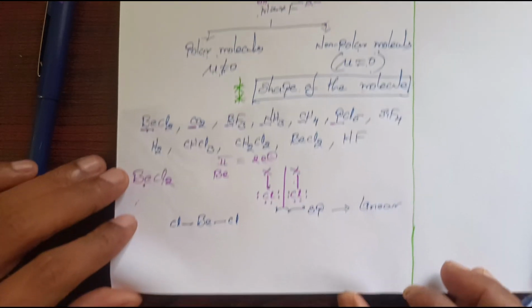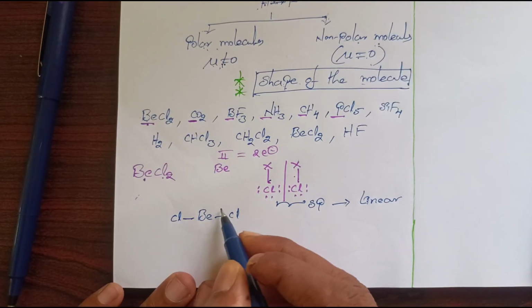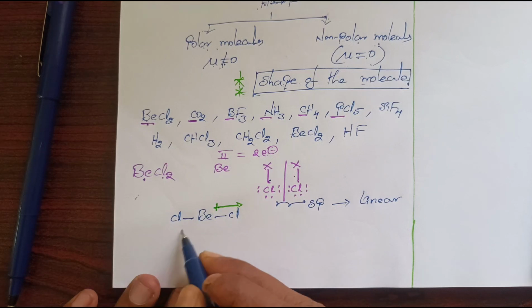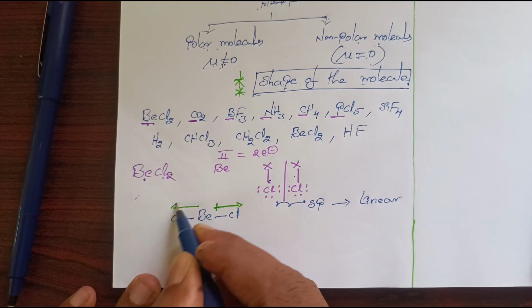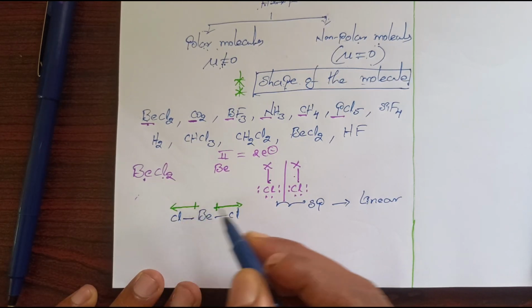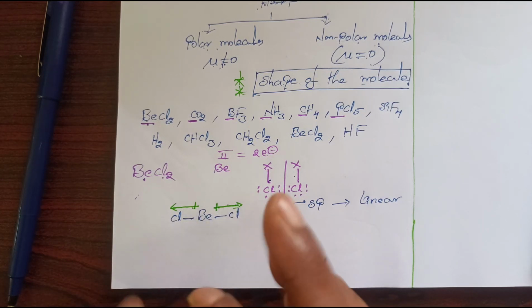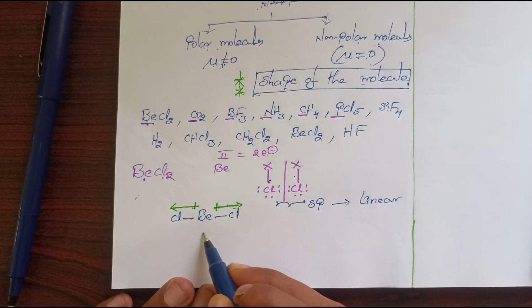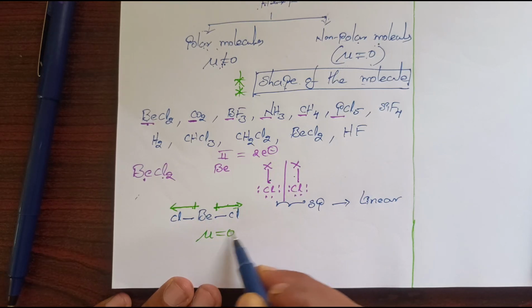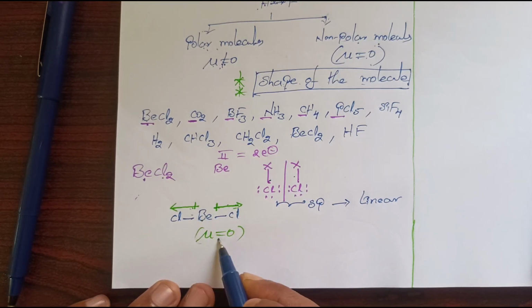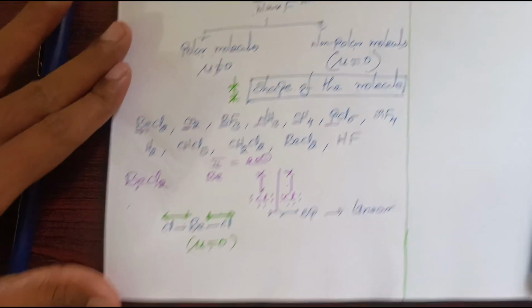Beryllium and chlorine, which is the more electronegative element? Chlorine. So the sigma bonding electrons move towards the chlorine side. This is the representation of the dipole moment. Beryllium gets a positive charge. The movements of the electrons are exactly opposite to each other. So what is the dipole moment here? 0. Both cancel each other. So for a linear molecule, the dipole moment value is 0.